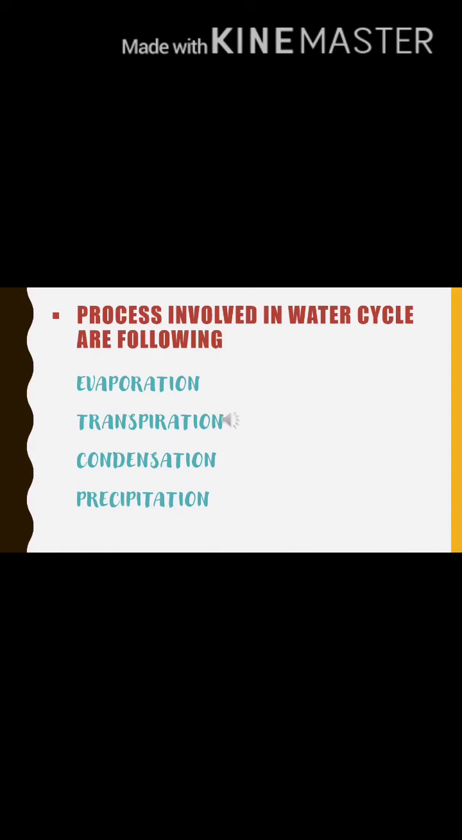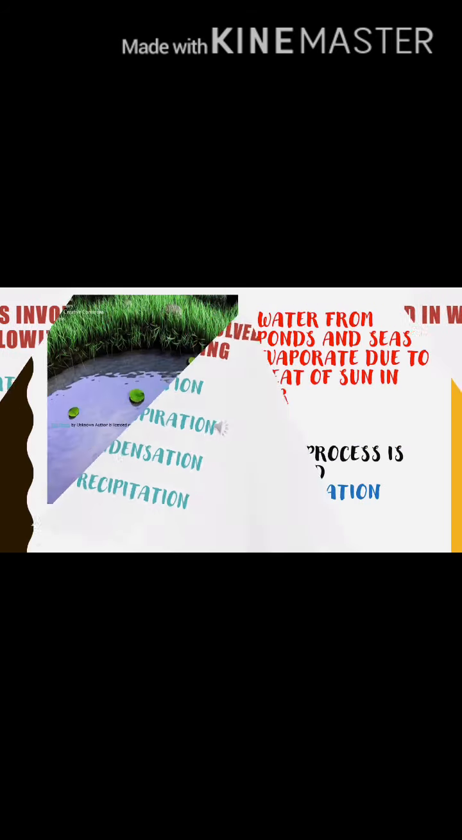The processes involved in the water cycle are as follows. First, evaporation. Second, transpiration. Third, condensation. And fourth is precipitation. Now we will study these processes one by one.